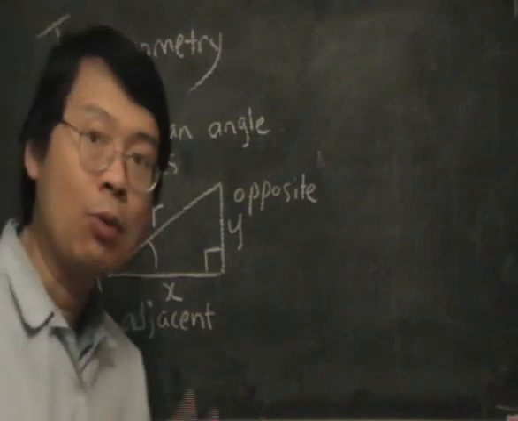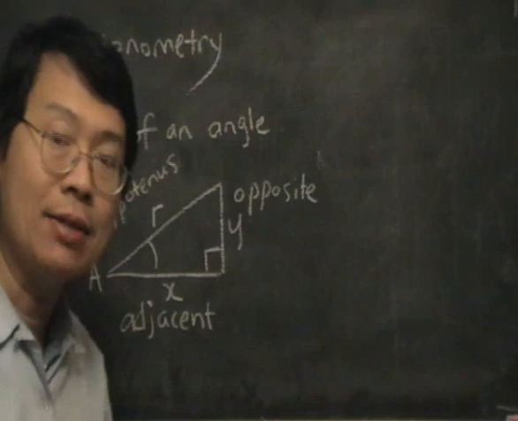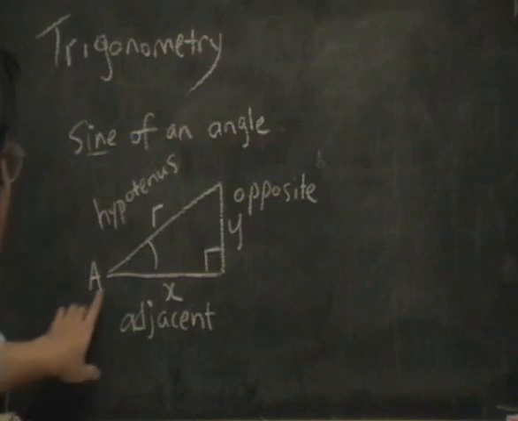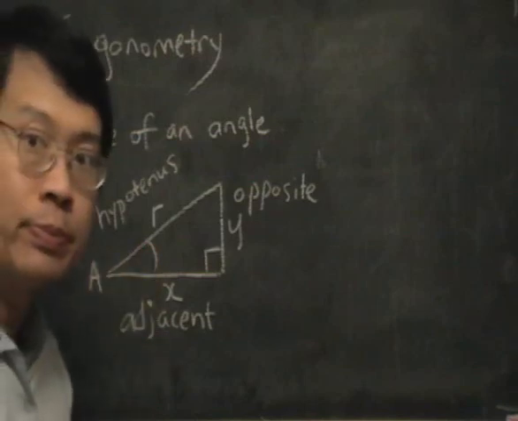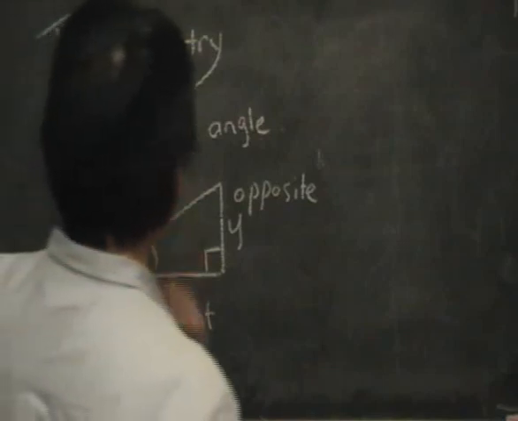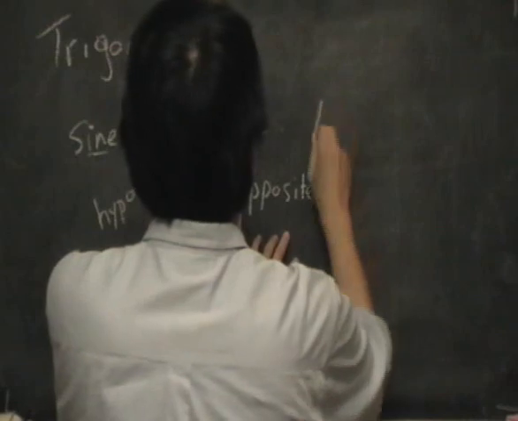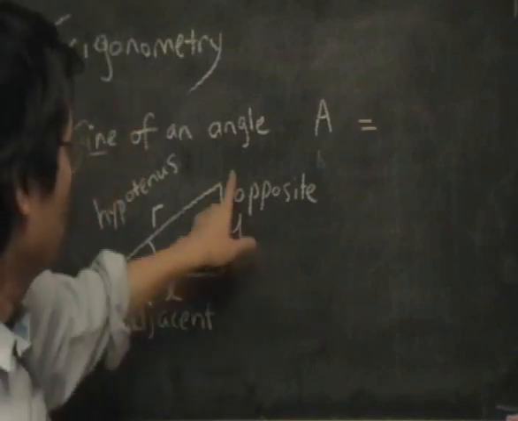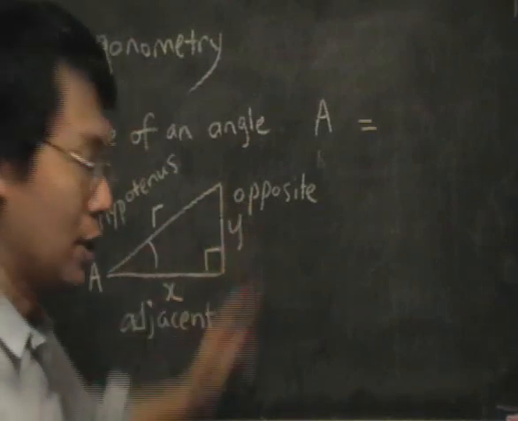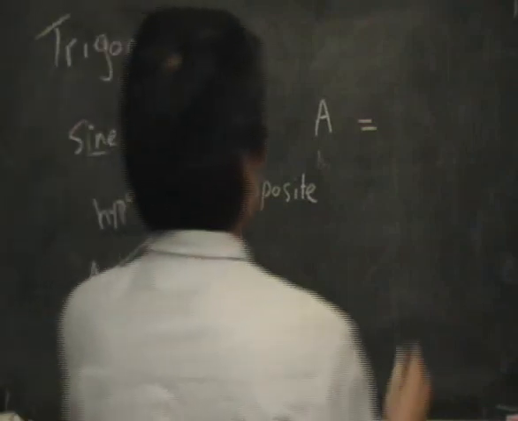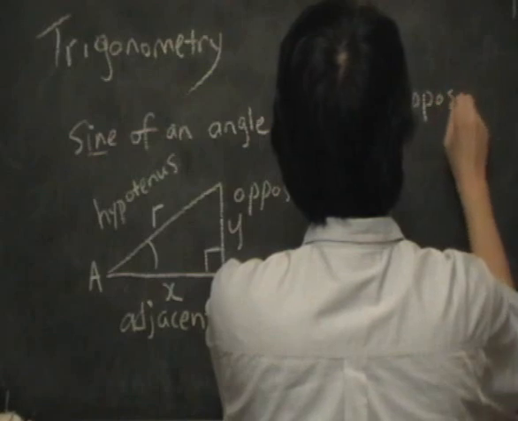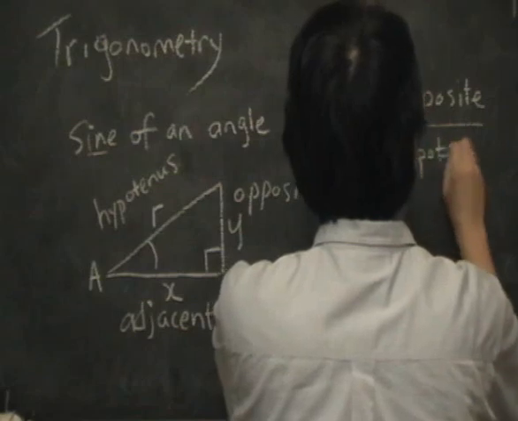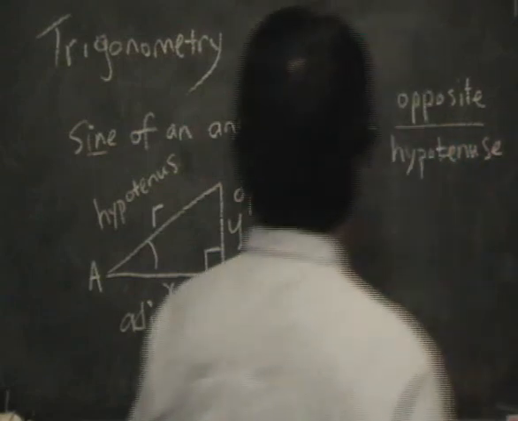Right? Now what do we mean by the sine of an angle? Now if we are talking about this angle, then we say that the sine of the angle A is equal to this side, the side opposite the angle, divided by the longest side. Alright?